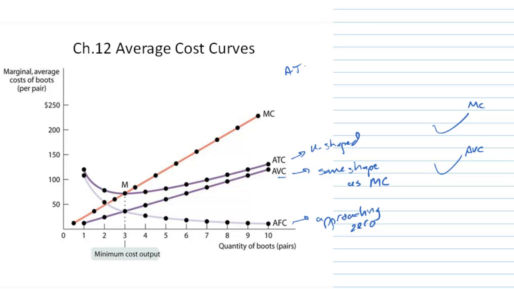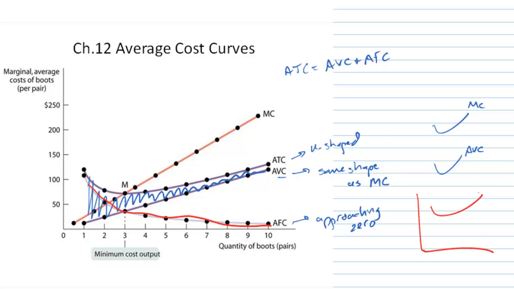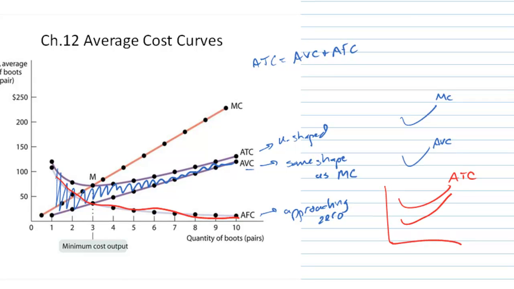Notice also that because ATC is the sum of AVC plus AFC, the distance between, I'm going to shade this in and then I'll erase it, the distance between ATC and AVC is equal to AFC. So since AFC is approaching 0, ATC and AVC are always drawing closer together. They're never going to intersect, but any ATC and AVC curve you see should be getting closer together because AFC is always falling. Those are the standard shapes for average total cost, average variable cost, and average fixed cost right there.